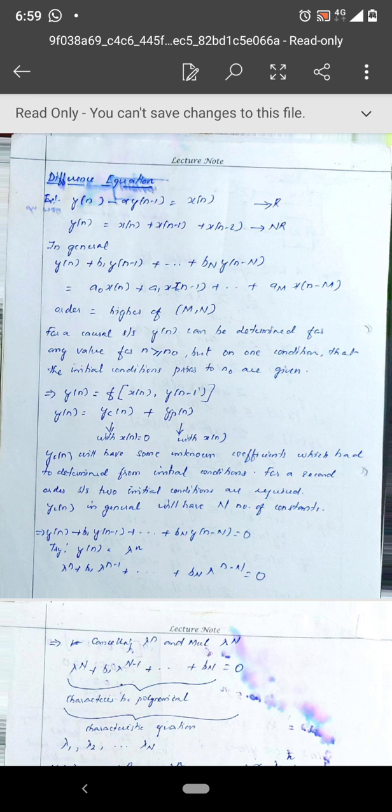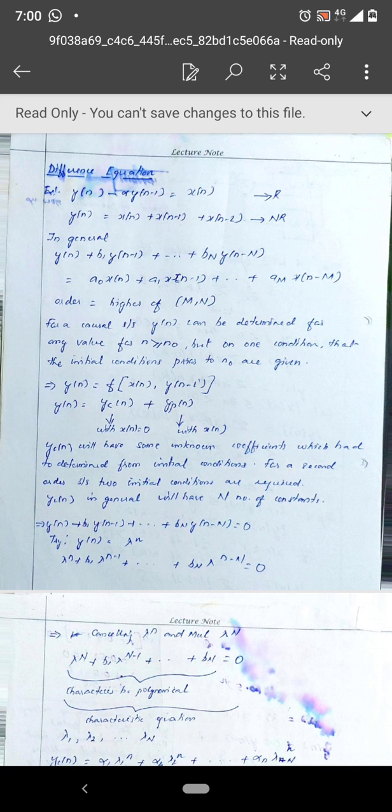The next thing is that both equations represent causal systems. So what are causal systems? Systems which depend on present as well as past inputs. The first equation has only the present input, but the second equation has present as well as past inputs. So both represent causal systems. Equation in the sense represents a system. That is one thing you have to keep in mind, and that is the importance of an equation also.